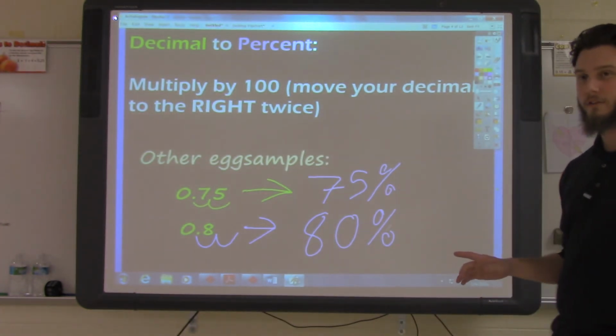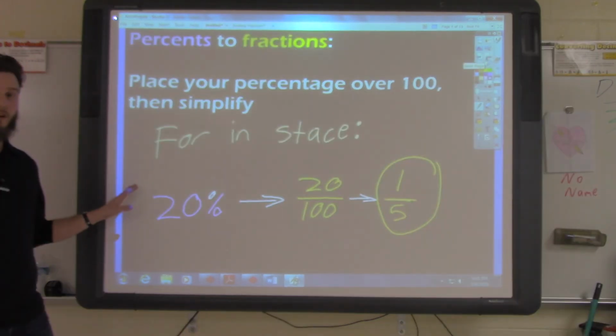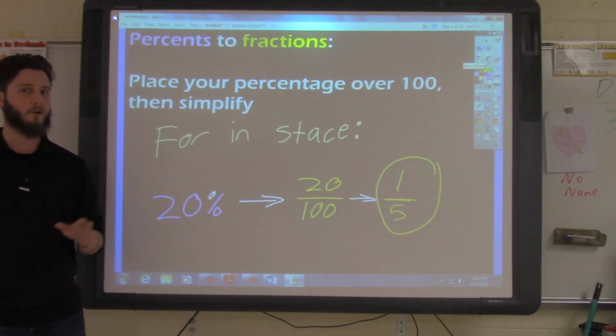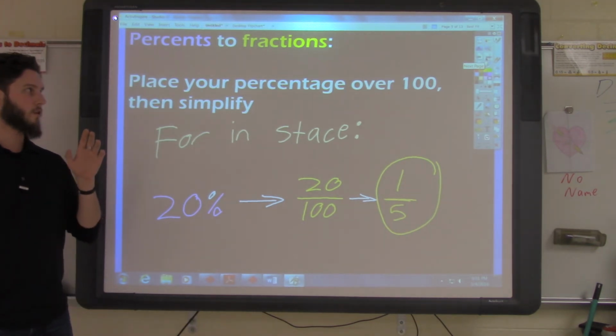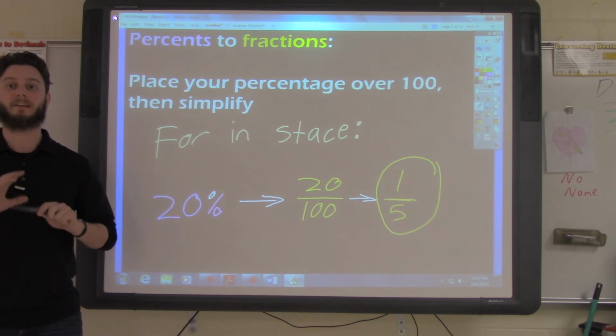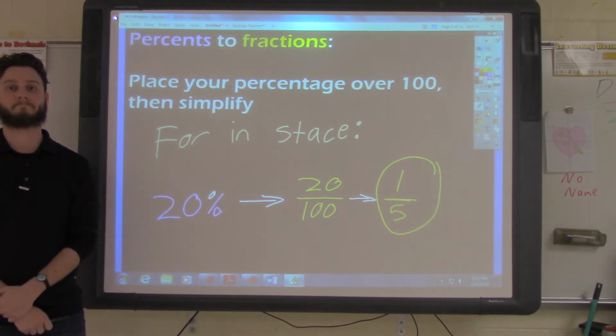The next part we're going to talk about is going from percentage to fractions. This one's a little bit tricky. You have to place your percent over 100 and simplify. Okay, I lied. It's not that tricky.